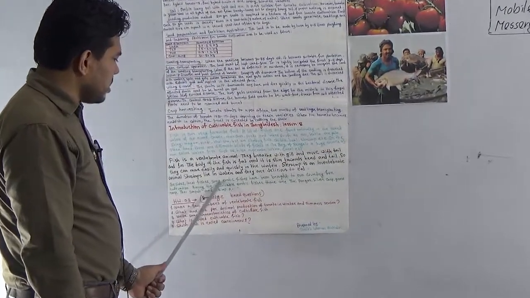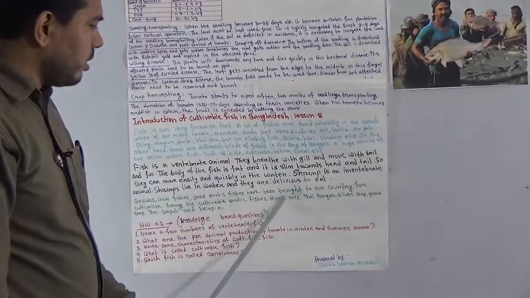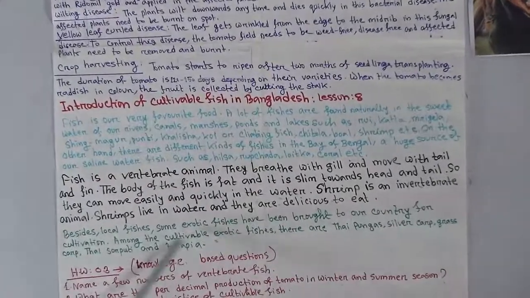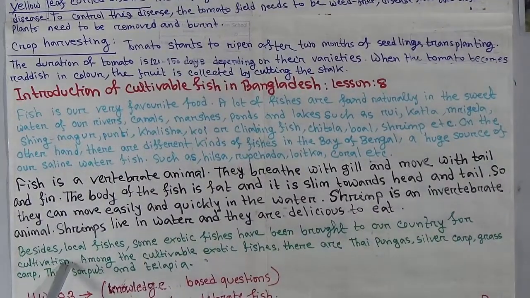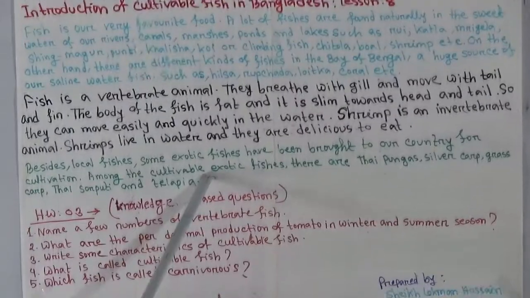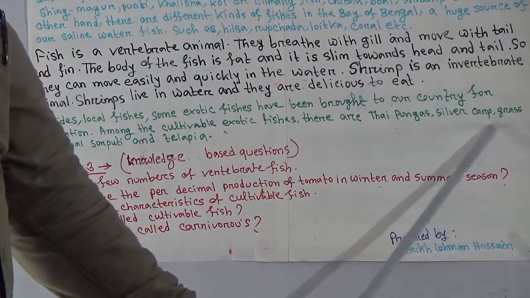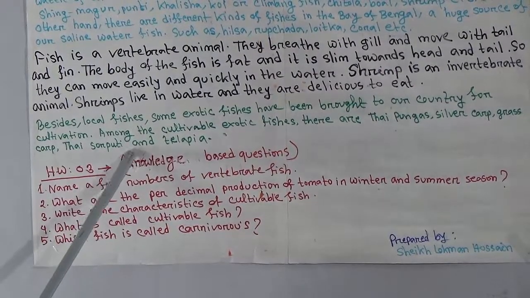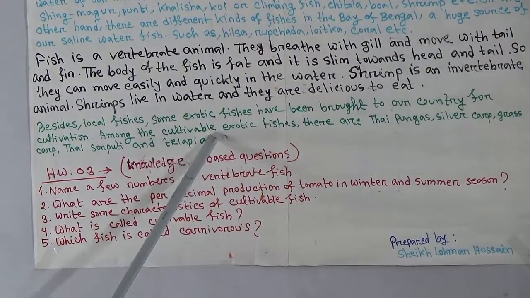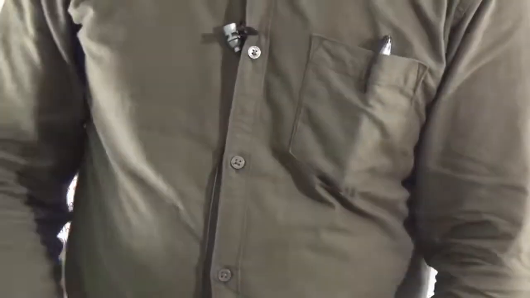Besides local fishes, some exotic fishes have been brought to our country for cultivation from abroad. Among the cultivable exotic fishes, there are Thai pangas, silver carp, grass carp, Thai sharputi and tilapia also. This is all about our today's lesson. We are at the end of our today's discussion.